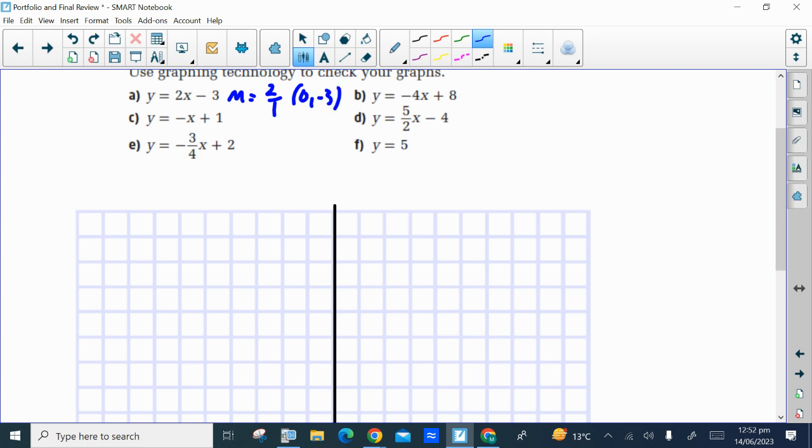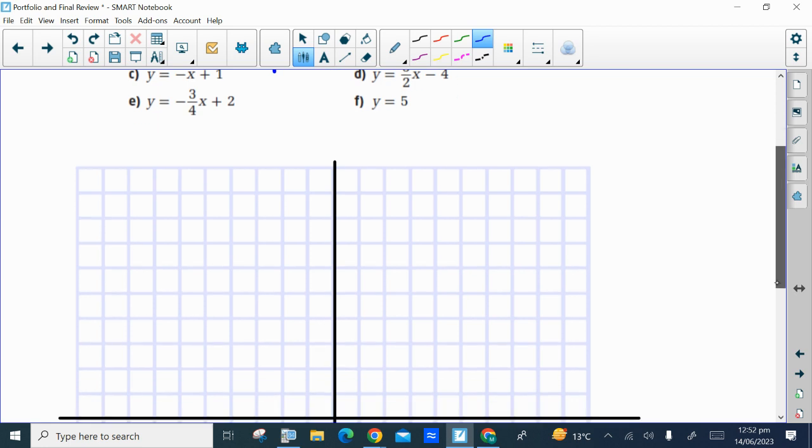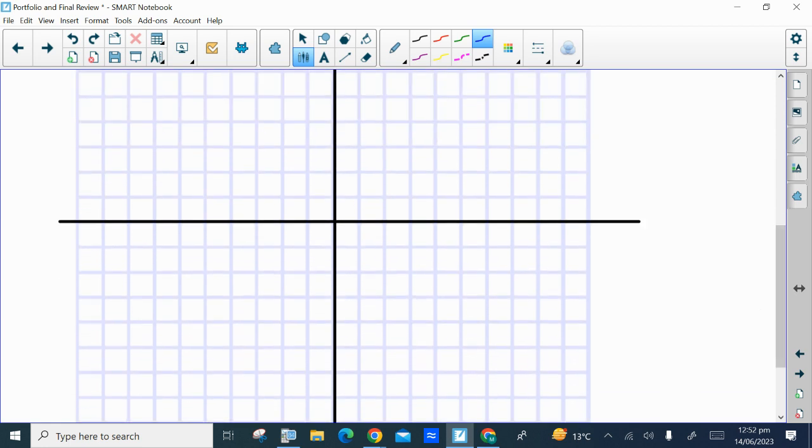Again, it's where the graph crosses the y-axis. X is 0. You don't go left or right. You just go down 3 units. And that's where we start. We start at 0, -3. And then we apply our slope, which is +2/1. Rise 2 and run 1.